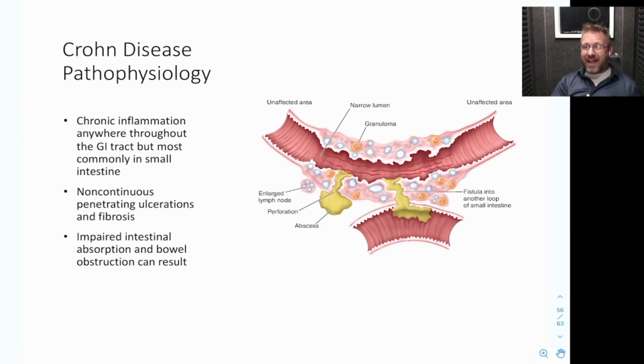That leads to malabsorption. You're not absorbing everything you can in that area. It also leads to sometimes blockages. So these fibrotic little connections can connect to outside, or they can connect to each other and seal off that portion of the small intestine. That would be life-threatening. That would need to be corrected pretty quickly.